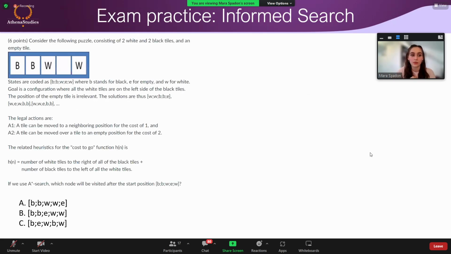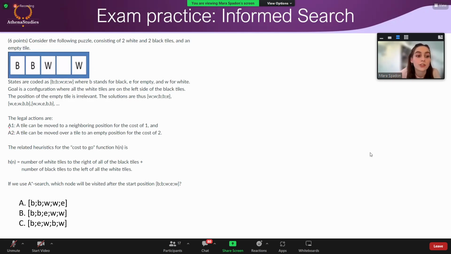Okay, so this is quite a big one. So I'll give you guys maybe 5 minutes to solve it. They want you to consider the following puzzle consisting of 2 white tiles and 2 black tiles and an empty tile, which is this one. The states are coded as follows. If it's a black tile, we put a B. If it is a white tile, we put W. And if it's empty, we put E. The goal is a configuration where all the white tiles are on the left-hand side of the black tiles and the position of the empty tile is irrelevant. So any solution could be like that, or like that, or like that, etc.